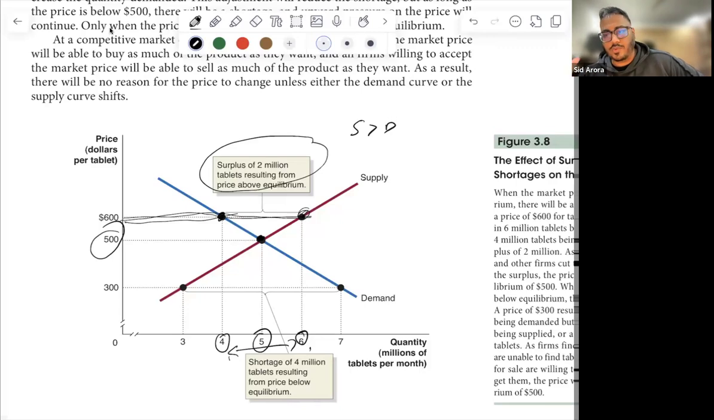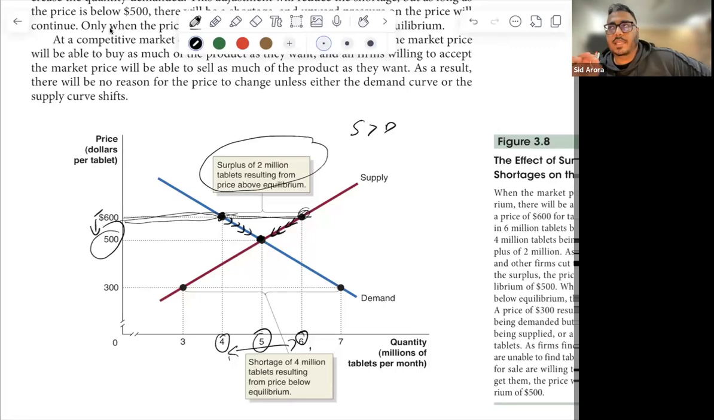The suppliers will start reducing the price. They'll start putting up sales to start getting rid of that inventory. So if the price is at 600 right now, the price is going to start coming down. So as you reduce the price, what happens? As the price of the product goes down, there's a downward movement along the supply curve, and there's a downward movement along the demand curve. The downward movement along the demand curve means that buyers want to buy more. Demand is increasing and supply is decreasing until they reach back at that point of equilibrium.